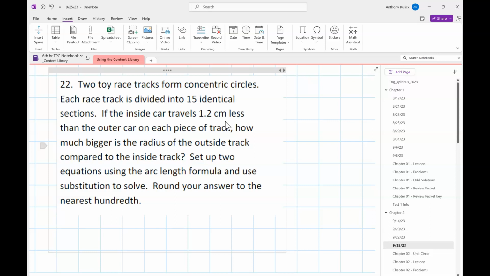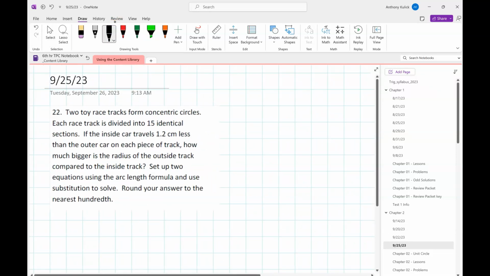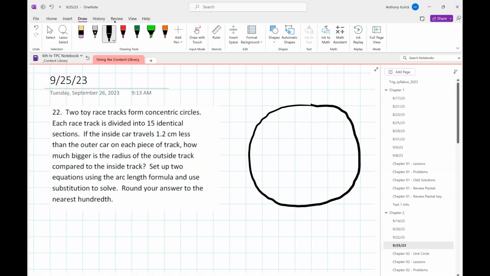Okay. Well, I'm going to start by drawing a picture. What does it mean when it says concentric circles? Yeah, they're circles that share the same center. So like that would be an example. And what I'm going to do now is draw one of these 15 identical sections. So far, so good? All right. What shape is that section looking like? It's like a sector, right?